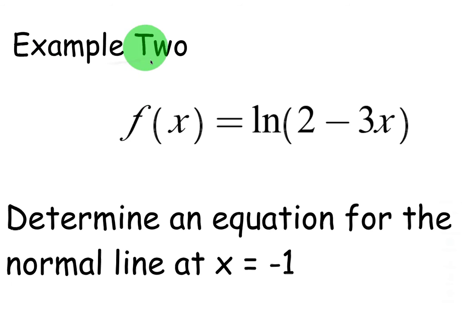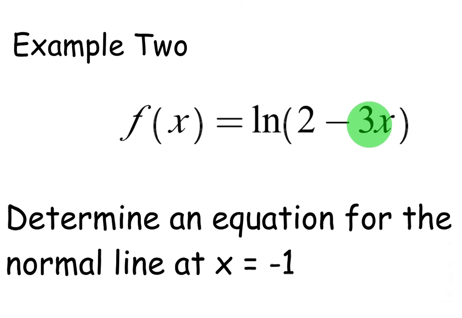All right, for our second example of finding the equation for the normal line, we have f of x equals natural log of 2 minus 3x. We want to find an equation for this normal line at x equals -1. I decided to do a natural log function because we don't usually use those, especially for normal lines, and I thought it'd be interesting rather than doing something simple like a quadratic.